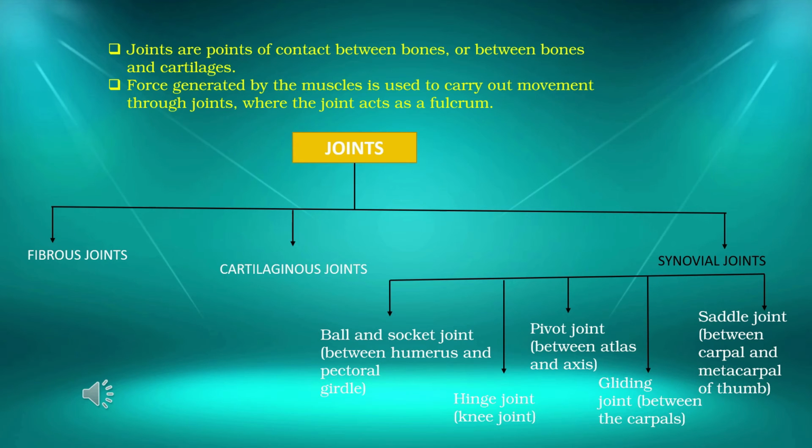1. Ball and socket joint, between humerus and pectoral girdle. 2. Hinge joint, knee joint. 3. Pivot joint, between atlas and axis. 4. Gliding joint, between the carpals. 5. Saddle joint, between carpal and metacarpal of thumb.